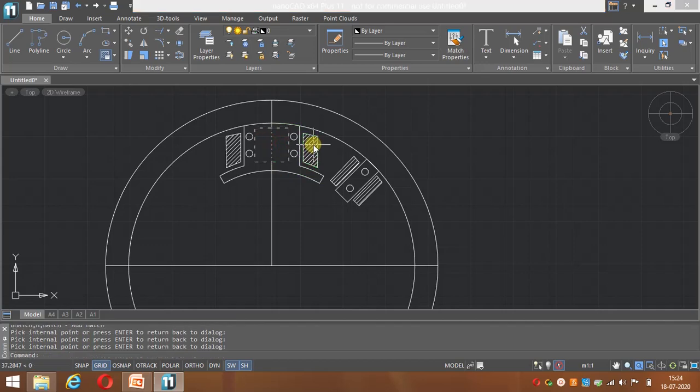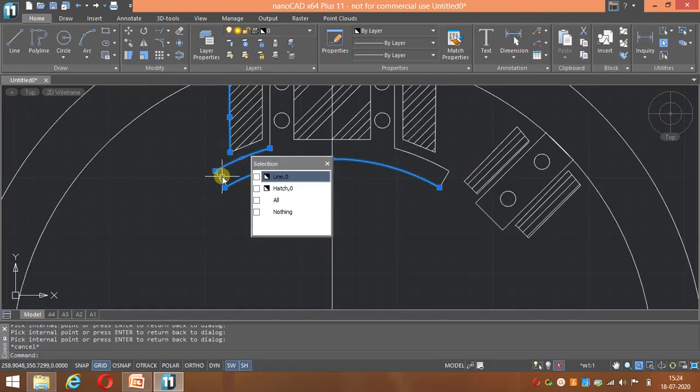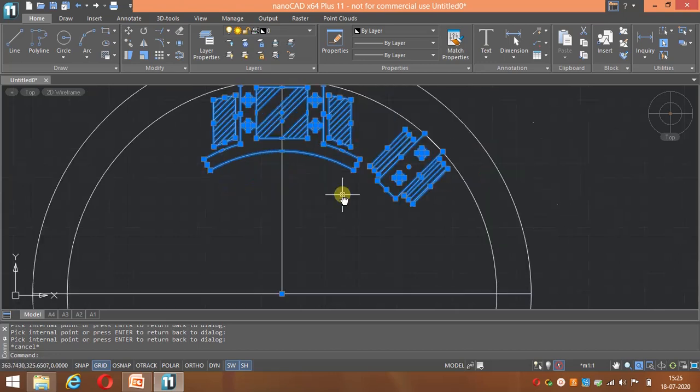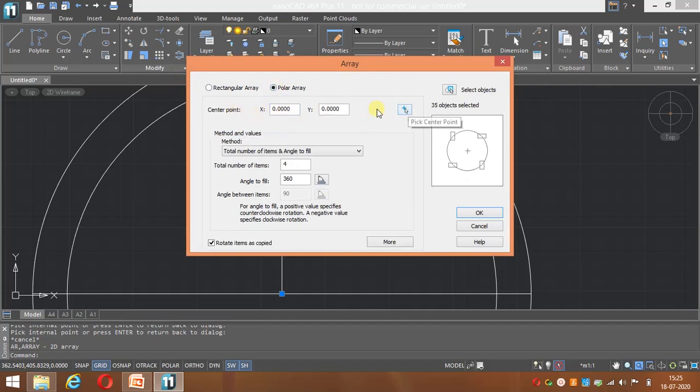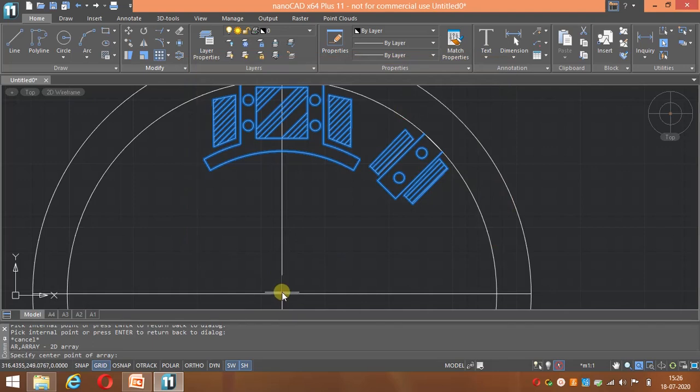This is the central rod. Okay, now select all this along with the hatching. So after selecting both the main pole and then the field pole, let me go with a polar array. So here you select a polar array, add the center point. The center point, instead of giving the x and then y coordinate, I will pick center point. So the center of the yoke is nothing but the center for the polar array.